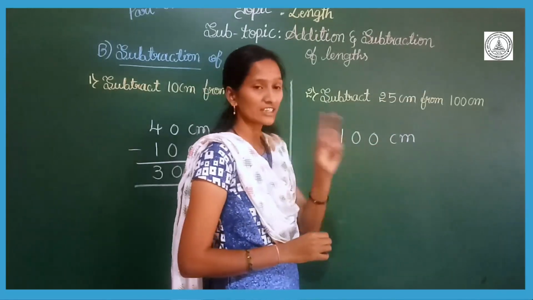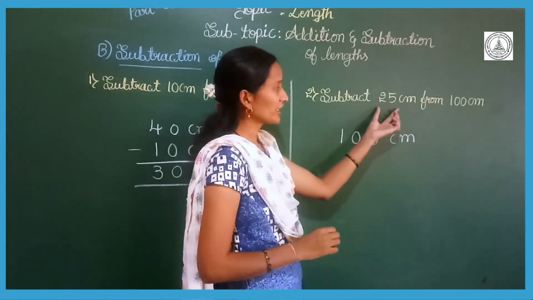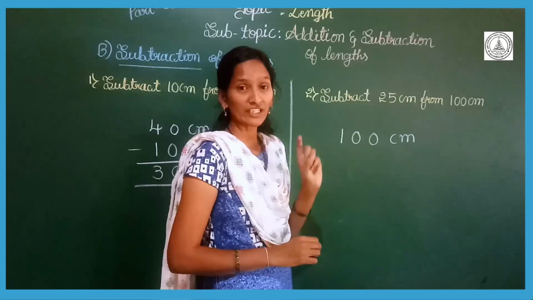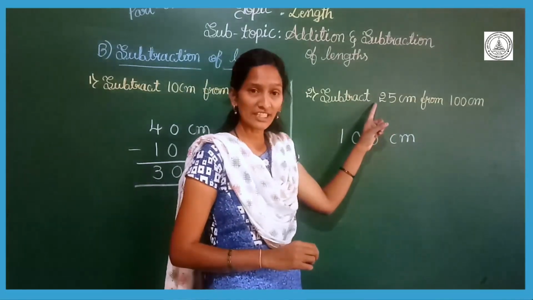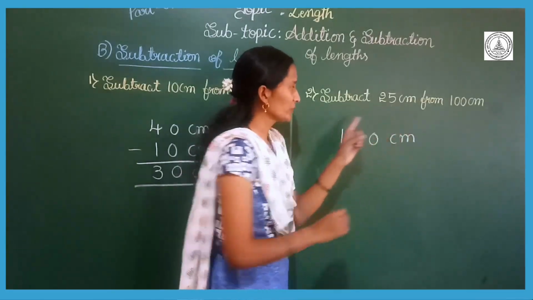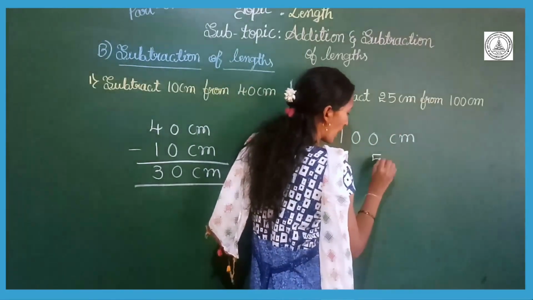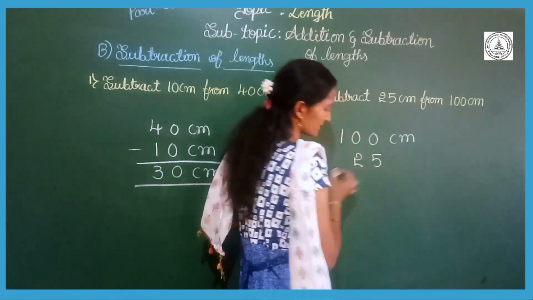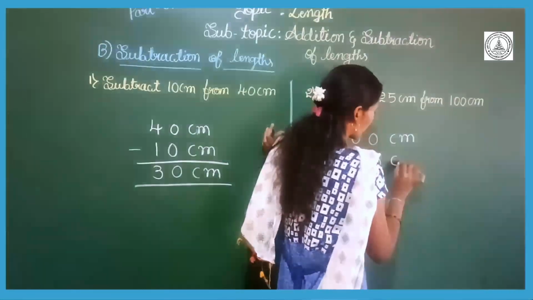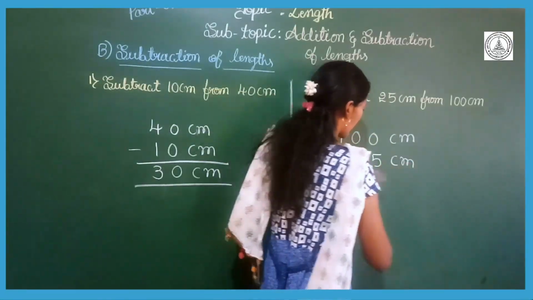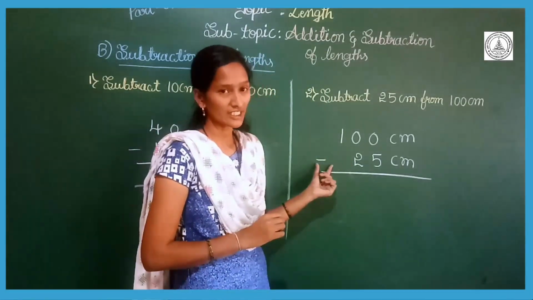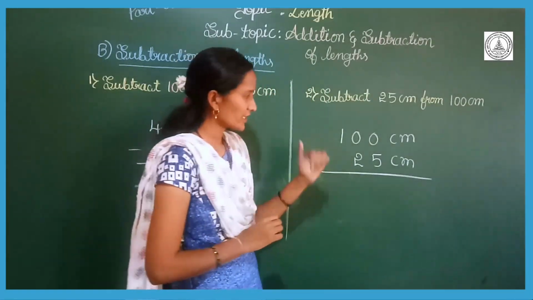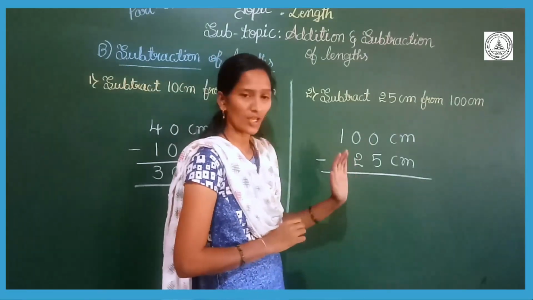See, 100 is a 3-digit number, but this 25 is a 2-digit number. It has only a ones and a tens. There is no 100 place here. So write down only in the place of ones as well as tens. Okay. So write down here centimeter. Next you have to subtract these two numbers. Put a symbol of subtraction, that is minus here.